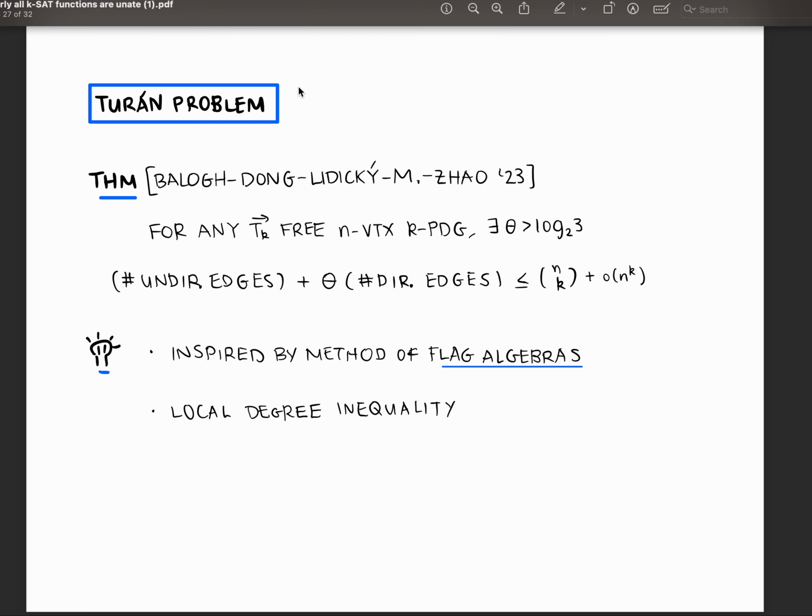And so the real question that we're trying to answer extremally is how much can we maximize the ratio of directed edges to undirected edges, or what's the maximum contribution we can get. And it turns out that this is the extremal question we need the answer to in order to make the container method work and give us an upper bound on the number of KSAT functions. Now the way that we prove this auxiliary Turan problem is inspired by the method of flag algebras. But actually what we end up verifying is some local degree inequality that we verify by hand in about a page. And in fact, in the last 2 minutes right now, I'm going to explain it to you.